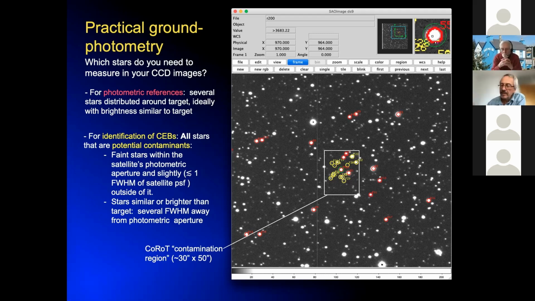which were used as well, but they weren't used for the photometric references. So we should measure faint stars within the photometric apertures, and somewhat brighter stars can even be slightly outside because the PSF is rather large, but they may still affect the photometric time series from the satellite. So here we had several brighter stars also in here that were at the same time reference stars, and they were analyzed for the presence of eclipses as well.